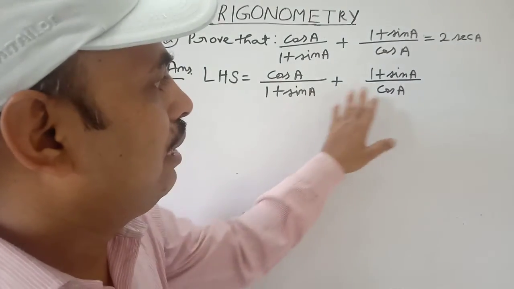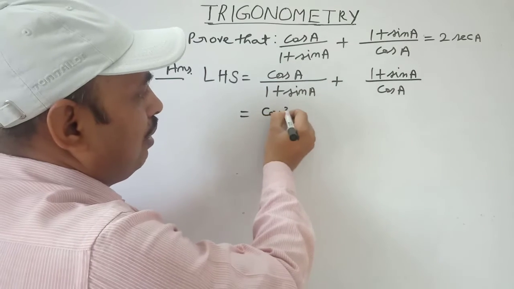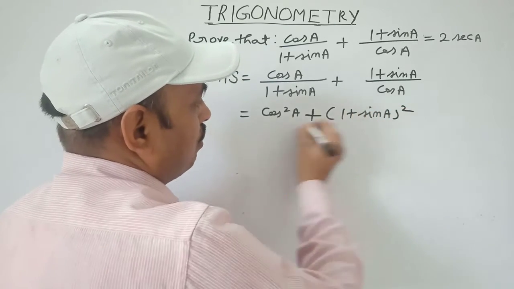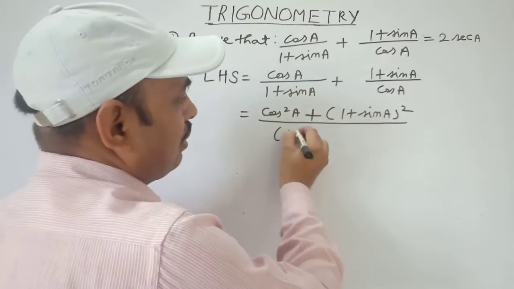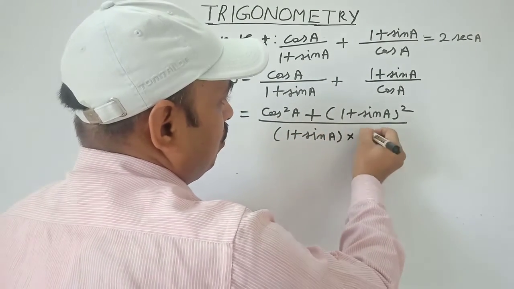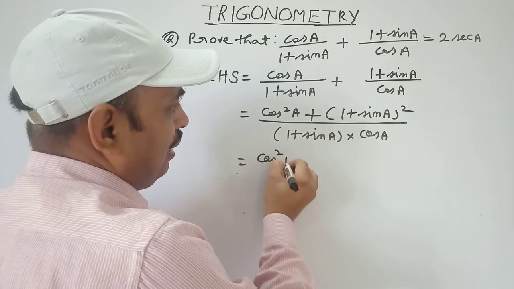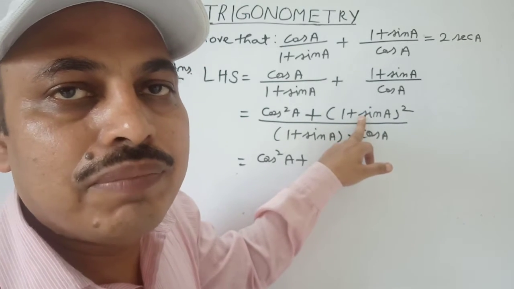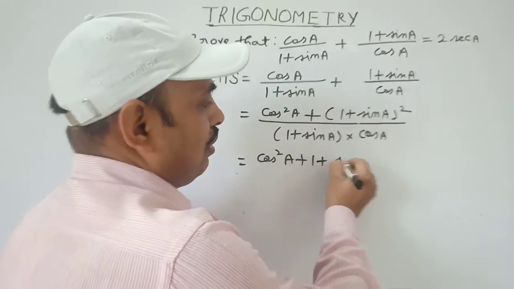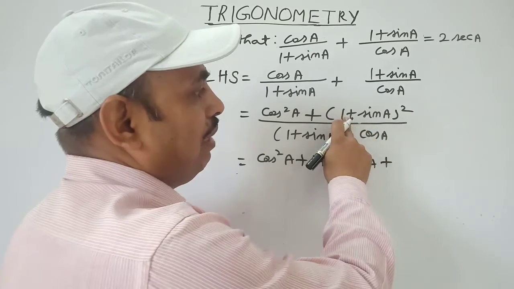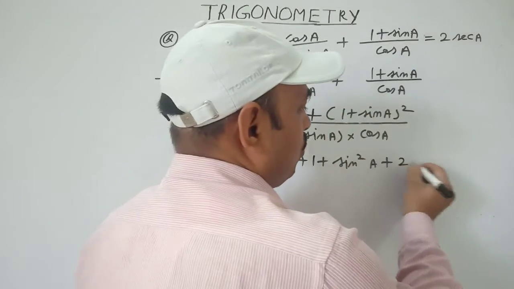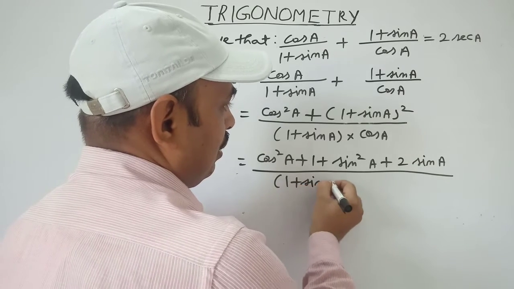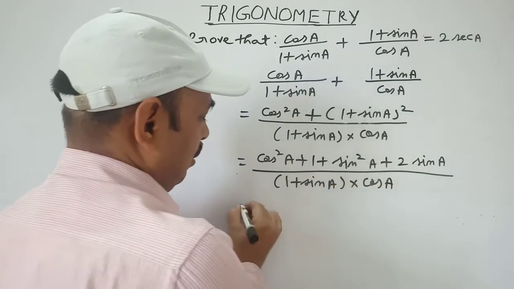Take LCM. (1 plus sin A) into cos A. Cos A into cos A, cos square A, plus (1 plus sin A) into (1 plus sin A), (1 plus sin A) whole square, divided by (1 plus sin A) into cos A. Expand this by using identity (a plus b) whole square equal to a square plus b square plus 2ab. 1 square is 1, sin square A plus 2 multiplied by 1 multiplied by sin A, so 2 sin A.